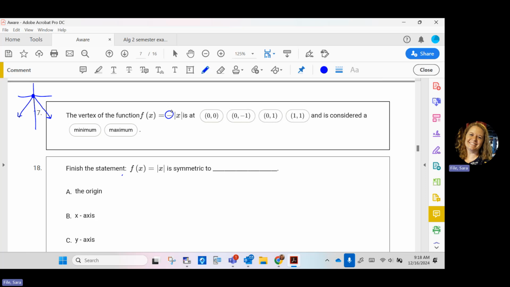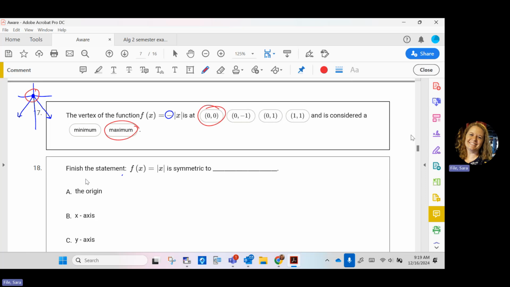Okay, so where is the vertex now? Did the vertex move? The graph flipped upside down, but did the actual point of the vertex move, or is it still at 0, 0? Still at 0, 0. The graph didn't shift, it just flipped upside down. So now, is that the high point or the low point of the graph? It's the high point, which is a maximum. Okay. So you need to understand the vertex, what a vertex is, and when it's a maximum versus a minimum.